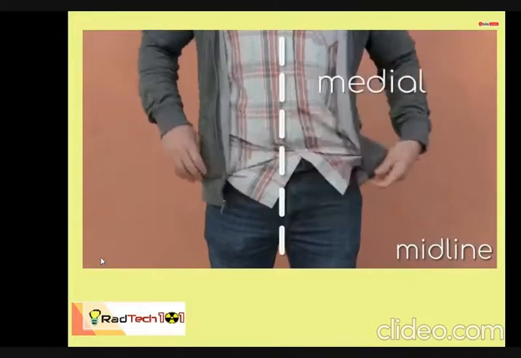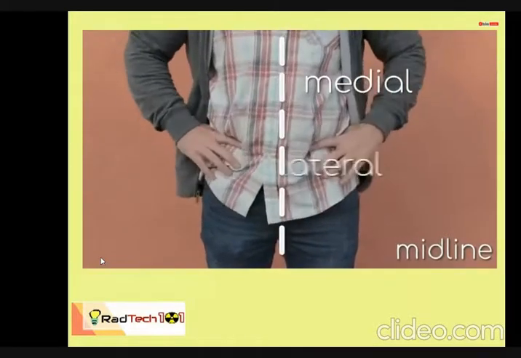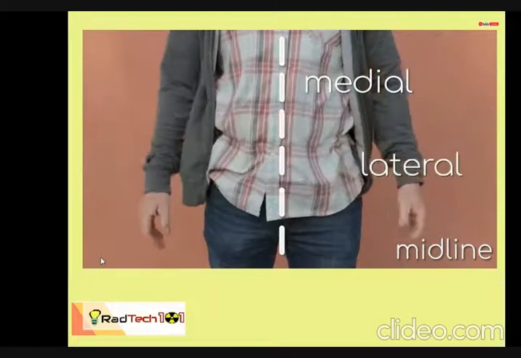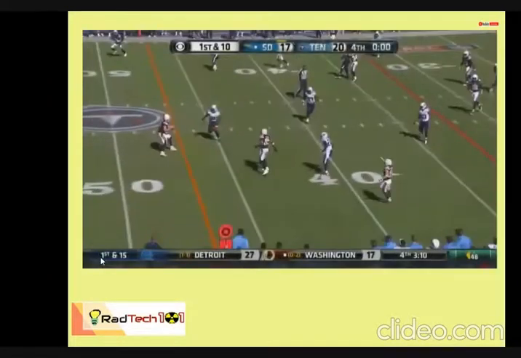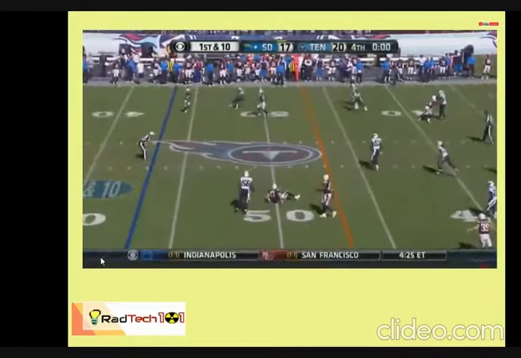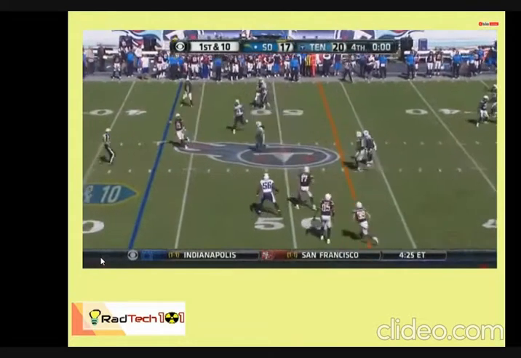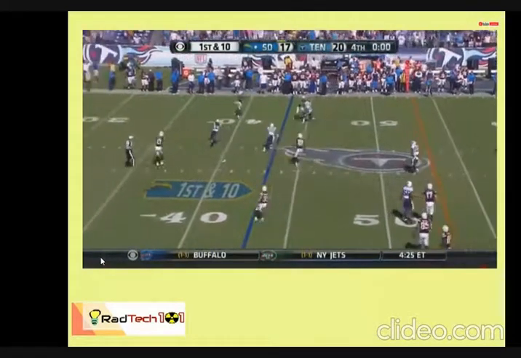There's medial, which means we're going towards the midline, and lateral, which means we're going away from the midline, or out to the side. If you've seen a lateral in football, it's really similar. It's when the ball gets passed sideways. It's the same thing in directional terminology. And since you have two equal sides of the body, things can be bilateral, which means that they're on both sides.